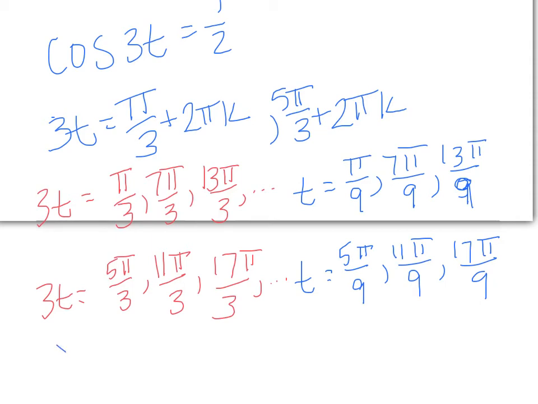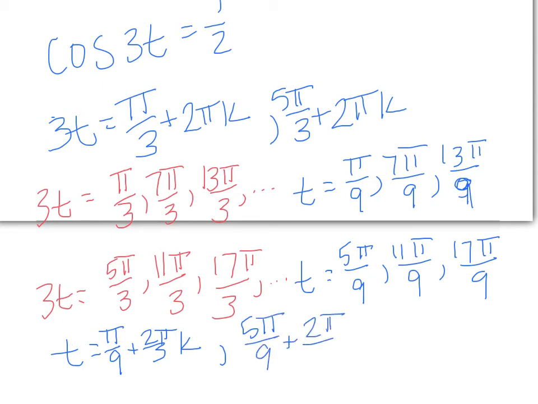So now my answers are, or I guess we were using t, we can stick to t's. So t equals pi over 9 plus 2 pi over 3k, and 5 pi over 9 plus 2 pi over 3k.